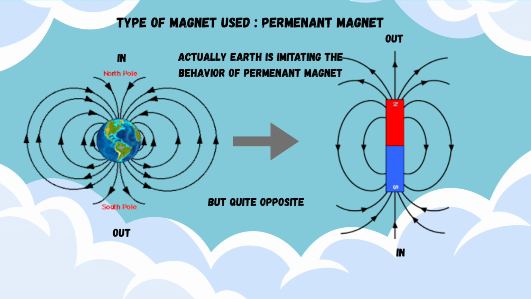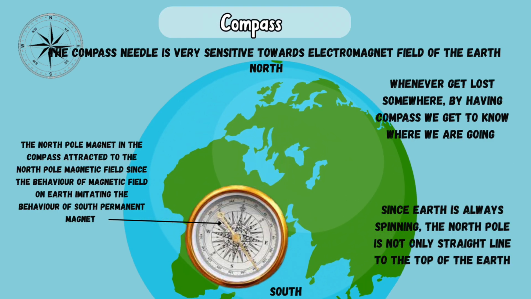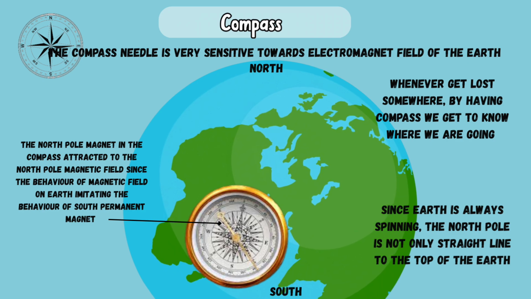Since the Earth is always spinning, the north pole is not on a straight line to the top of the Earth. So the north pole magnet in the compass is attracted to the North Pole magnetic field.